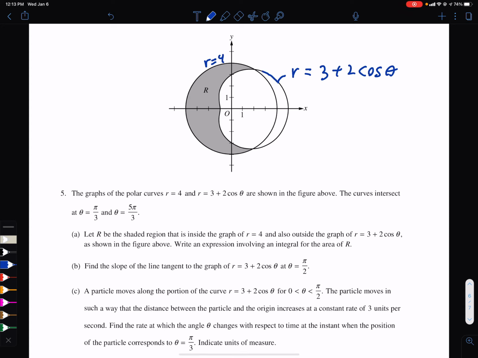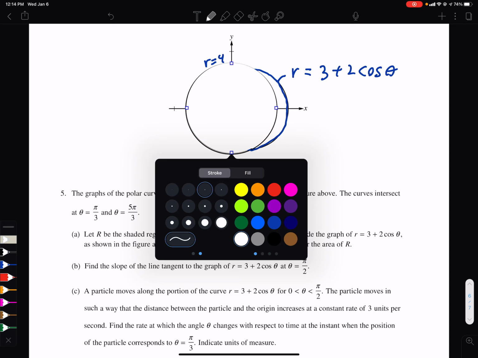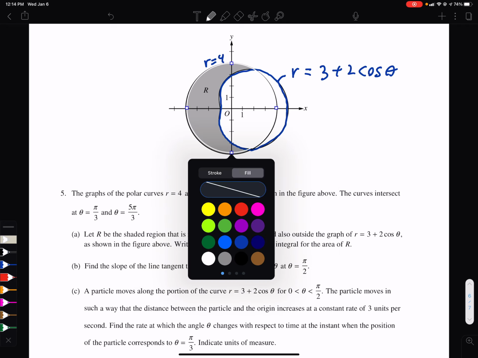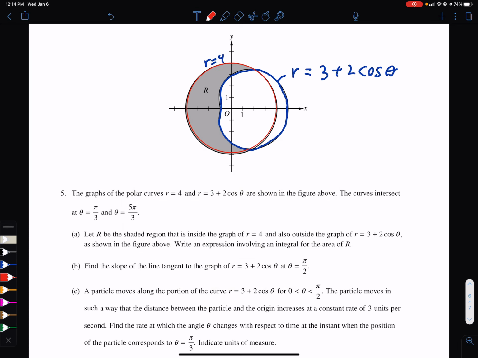In fact, let me highlight this with blue so you can see which one's which. The other one I will draw in red. It's just a circle. If I do this, it should make me a circle. Bam. And let me hollow that out for you guys. No fill. And this I want to make red. And let me relabel this: r equals 4.